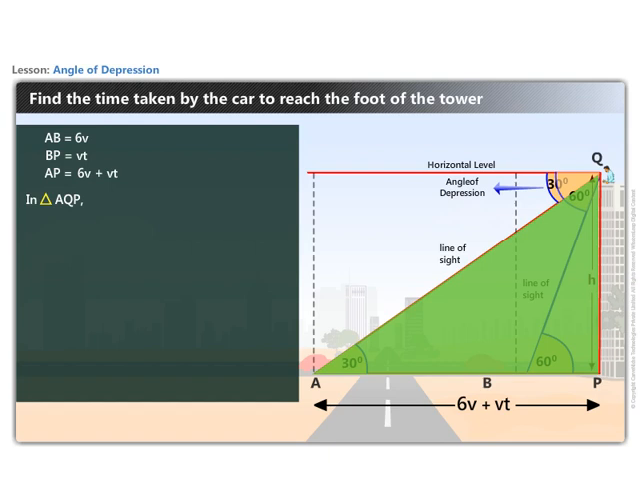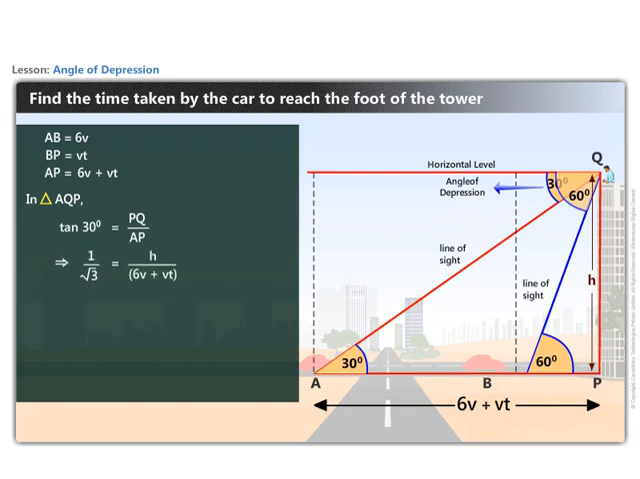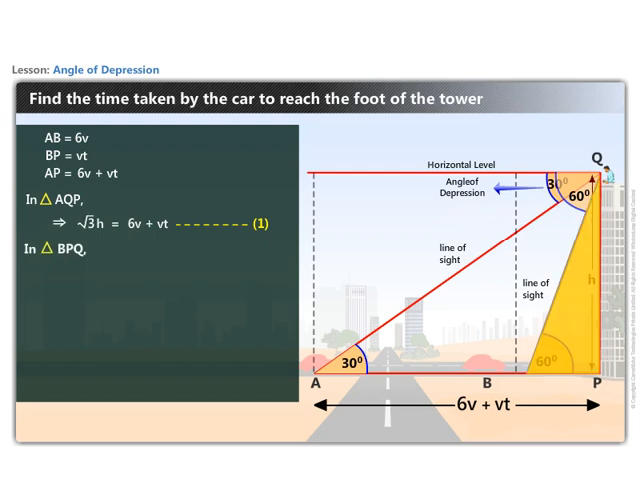In triangle AQP, we know tan 30 degrees is equal to PQ by AP. Substituting the known values and simplifying, we get root 3 times h is equal to 6v plus vt. Consider this as equation 1. Similarly, in triangle BPQ, we have tan 60 degrees is equal to PQ by BP. Substituting the known values and simplifying, we get h is equal to root 3 times vt. Consider this as equation 2.